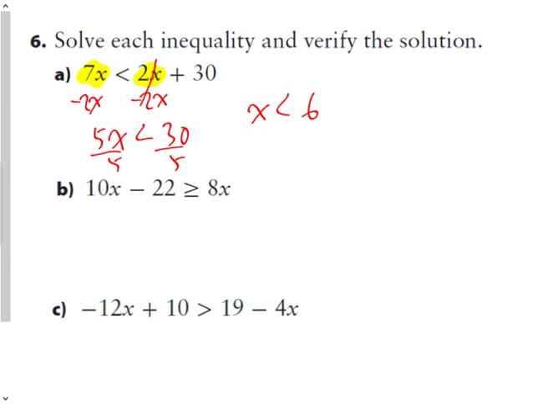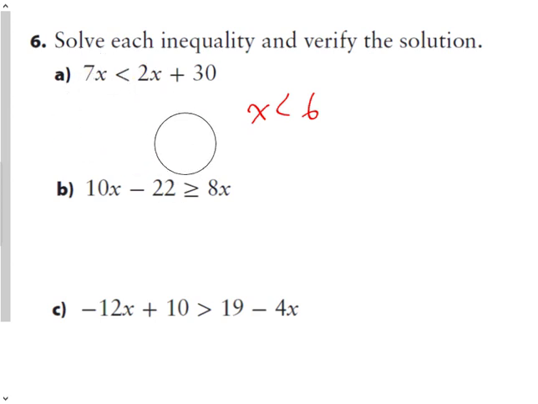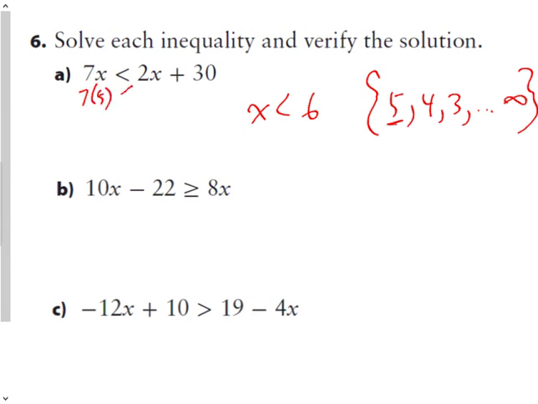So if I want to verify my solution, any value less than 6 means that my set of numbers can be whole numbers, which would be 5, 4, 3, dot, dot, dot, to infinity. That's the set of whole numbers that will work when I substitute in. So I can take any of those numbers, I'll choose 5, and I'll substitute it in to my solution. And this is 35 is less than 40. And since 35 is less than 40, that number, the largest whole number that is less than 6, works.